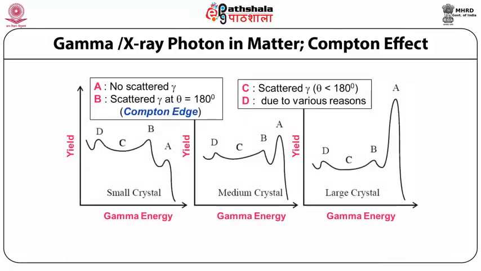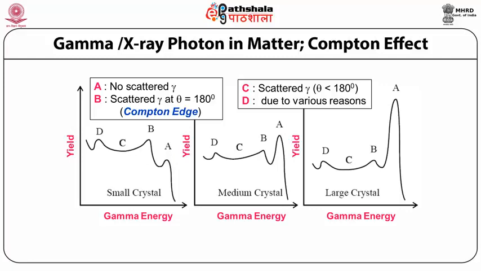Gamma ray, X-ray, photon in matter, Compton effect. So we continue our discussion about the Compton effect. Here in this slide, basically the Compton scattering as a function of gamma ray energy is basically shown for different sizes of detector. Now in this slide, basically one picture is given in which three different curves are being plotted.